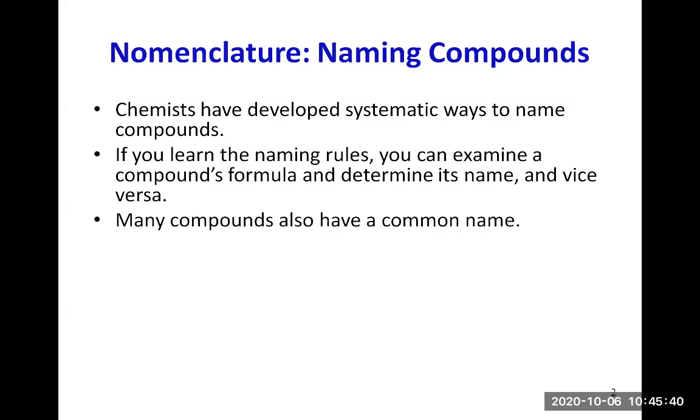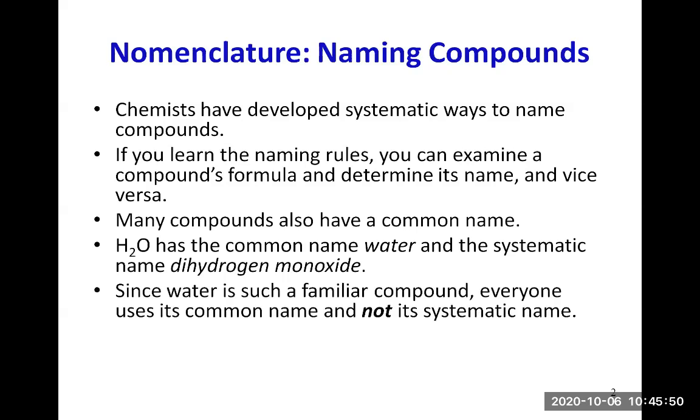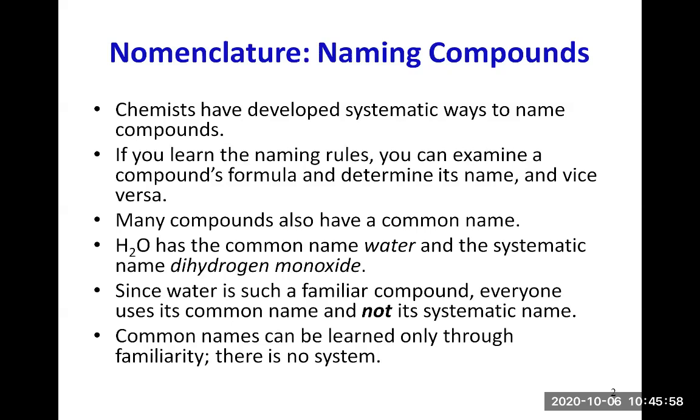But many compounds also have a common name. Water, for example, has the common name water, and the systematic name is dihydrogen monoxide. But water is such a familiar compound that everyone uses its common name and not its systematic name. Common names can be learned only through familiarity. There is no system. Another common name that you may learn this quarter is ammonia, NH3.